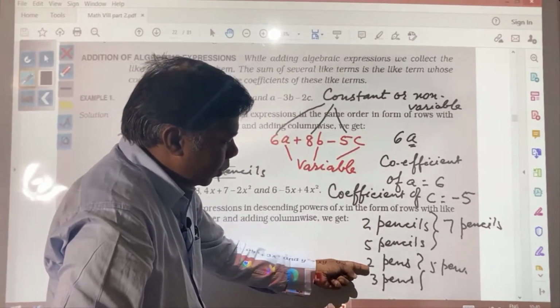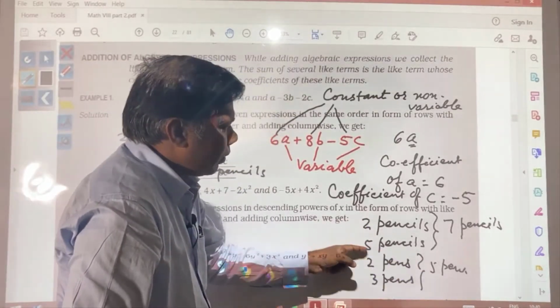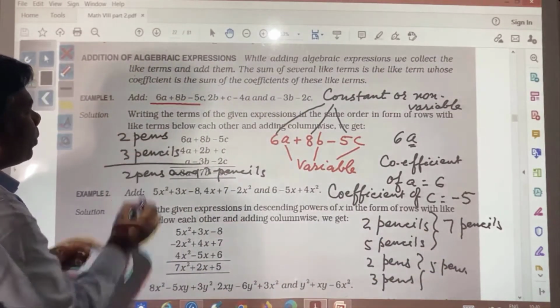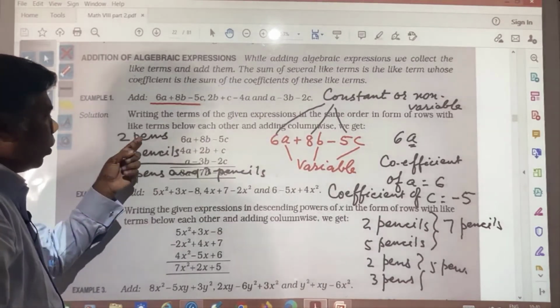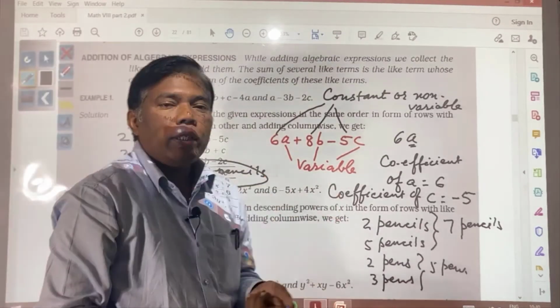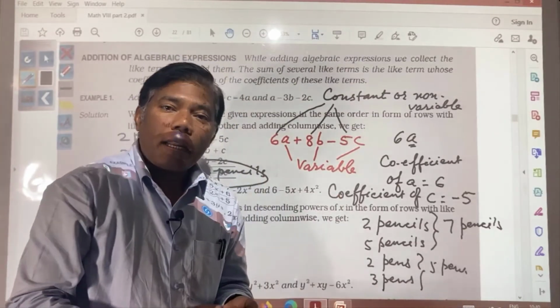As we have added 2 and 3, 5 pens, 2 and 5, 7 pencils. In this way you cannot say 5 pencils or 5 pens. So that's why you need to know like terms and unlike terms.